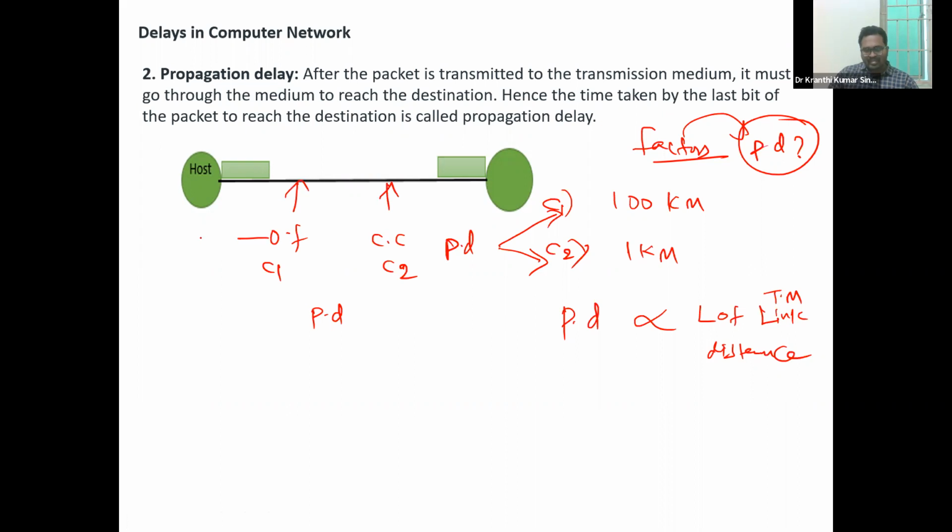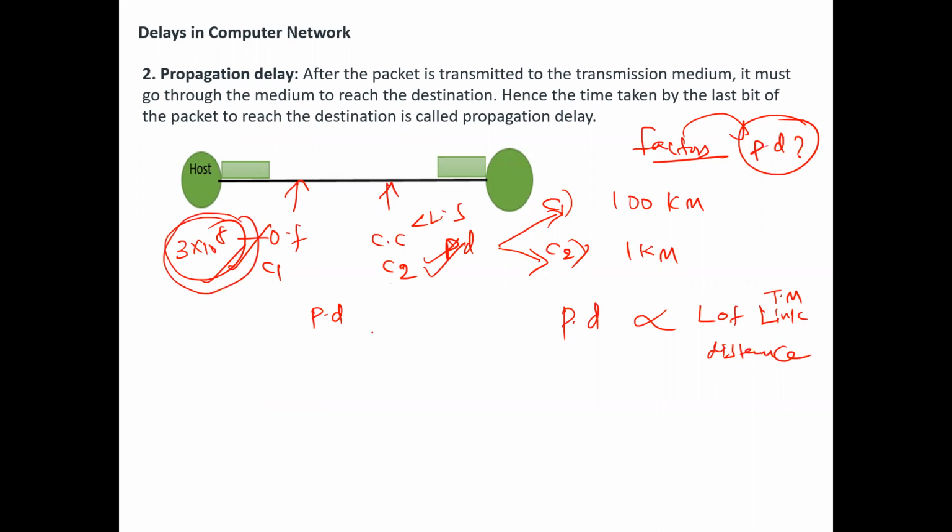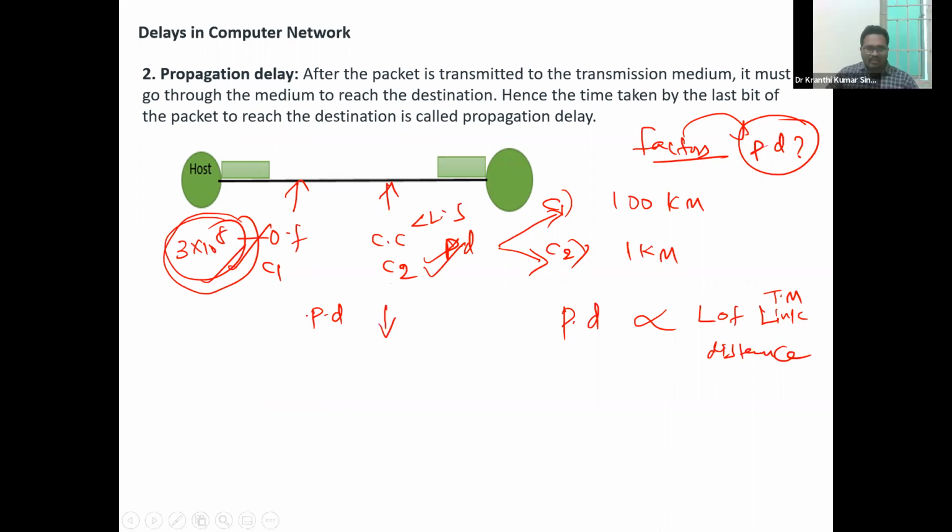Optical fiber means the data is transmitted in the form of light, equal to light speed. Coaxial cable is definitely less than light speed. So here speed is more, here speed is less, or velocity is more, velocity is less. If velocity is more, does propagation delay increase or decrease? Decreases. Because if a bike travels at 100 kilometers per second, you reach the university within 10 minutes.